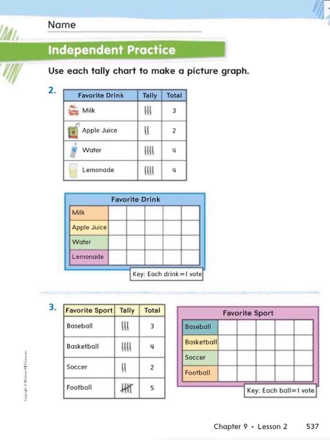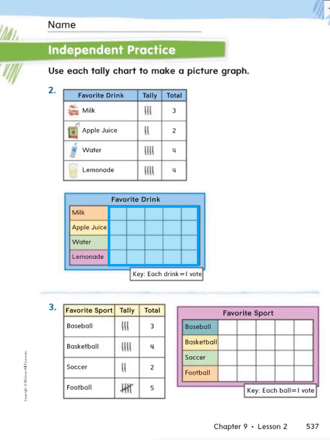Okay, now we're looking at number 2, and the directions say use each tally chart to make a picture graph. So we're going to look at that top chart, that tally chart. That's already finished for us. And we're going to put it down here. You can see the choices are still the same: milk, apple juice, water, and lemonade. You're going to do the same thing for number 3.